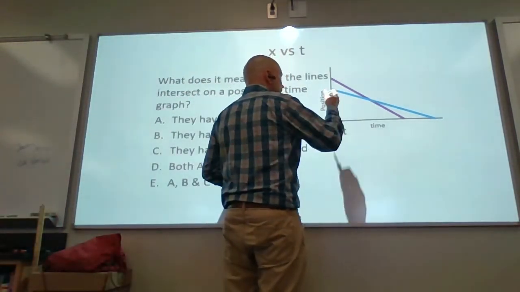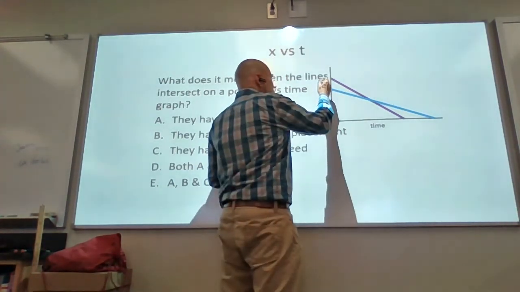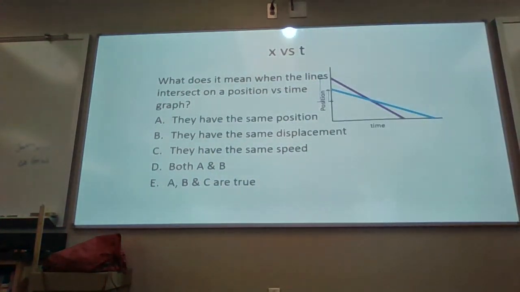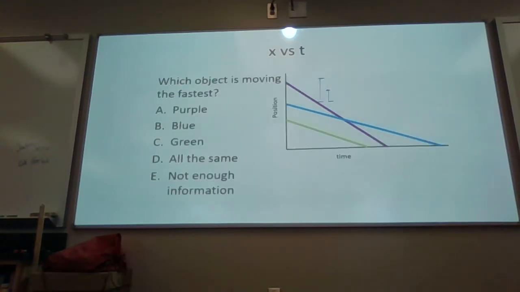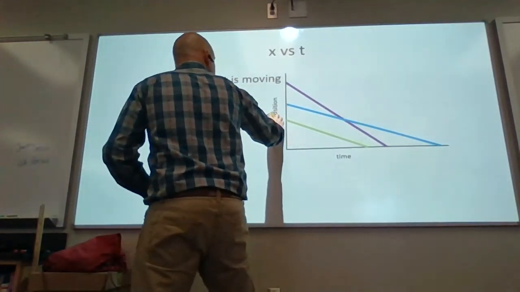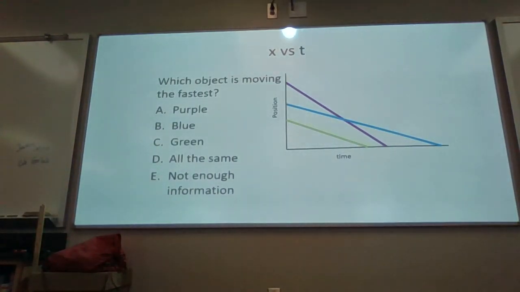Okay. Displacement is change in position. Blue went from here to here. Purple went from here to here. The only thing that point of intersection tells you is they have the same position, same location at that moment in time. Good with that? So if you got it wrong, that's a great opportunity to write yourself a note. You learned something.